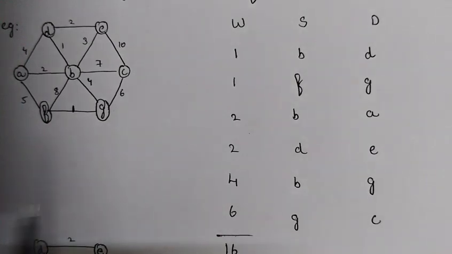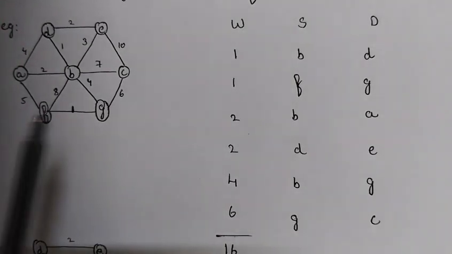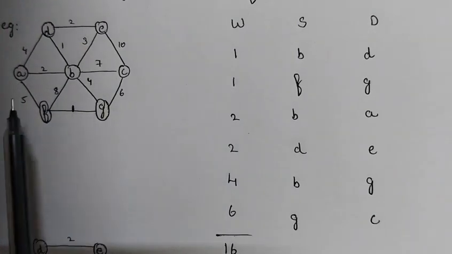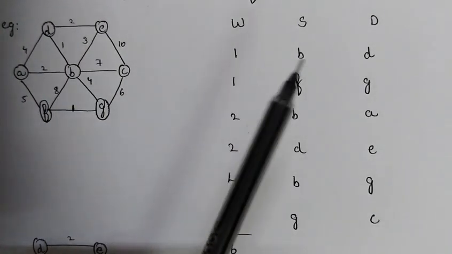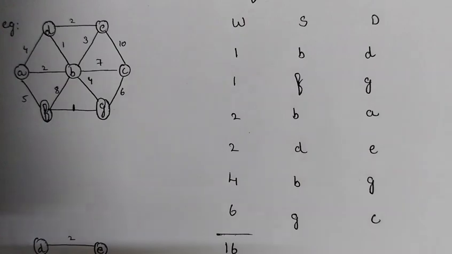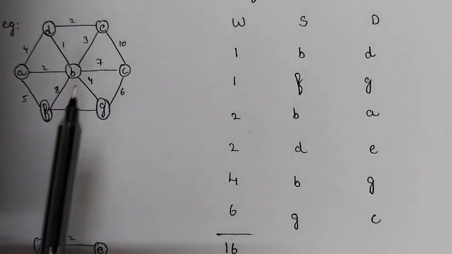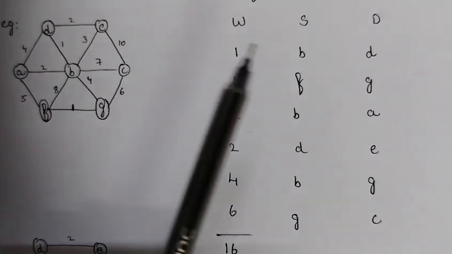Let's consider the given graph as our example. We have totally 1, 2, 3, 4, 5, 6 and 7 vertices. The first point was it should be an undirected graph. Let's check the graph is undirected. We can see that there is no direction between any vertices. So it is an undirected graph.